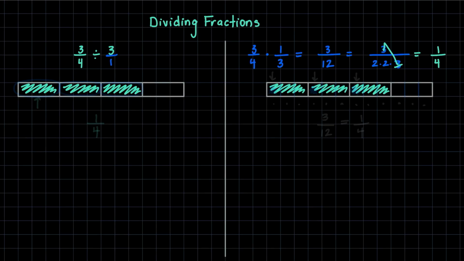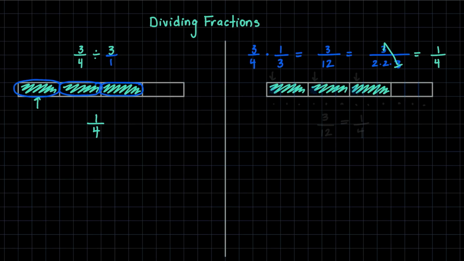All right, 3/4 divided by 3 means take 3/4 and split it into 3 equal sized pieces. Well, the beauty of that is it's already 3 equal sized pieces. And we know each of those pieces is 1/4. So 1/4 is our answer.